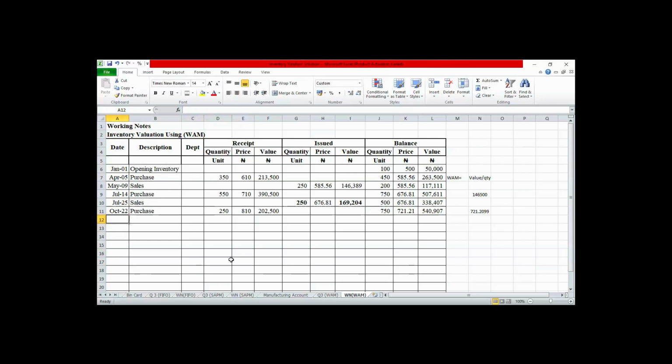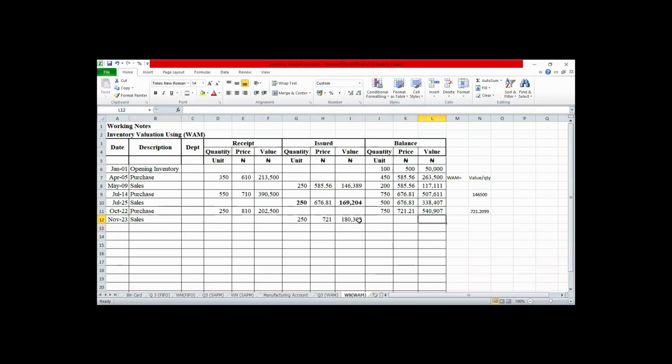The next one, we have November 23rd. What do we have? Is it purchases or sales? We have sales. How much do we sell? 250, at what price? At 721.21. Then we now multiply this to get the value: 250 times the price. We have the value of 180,302.